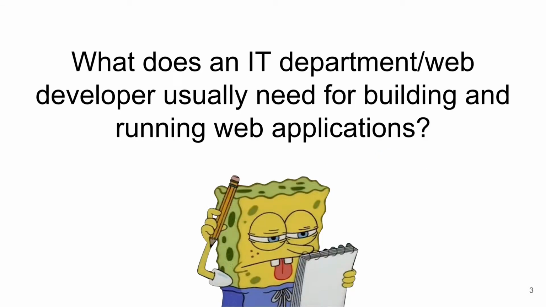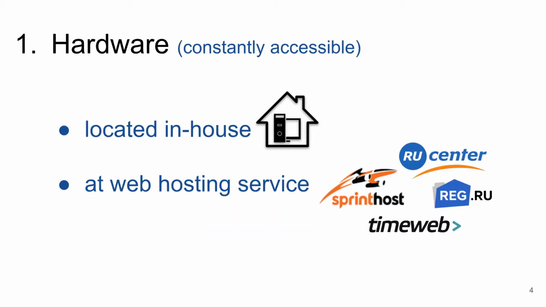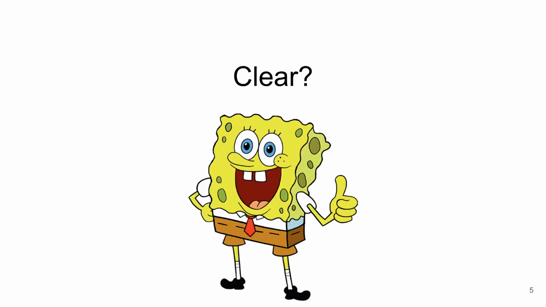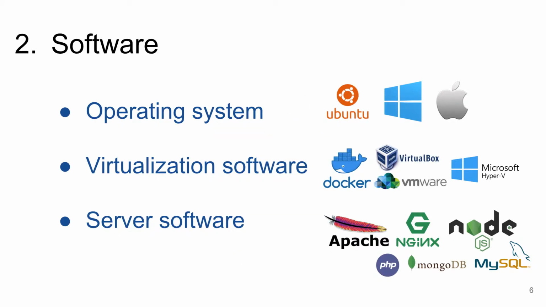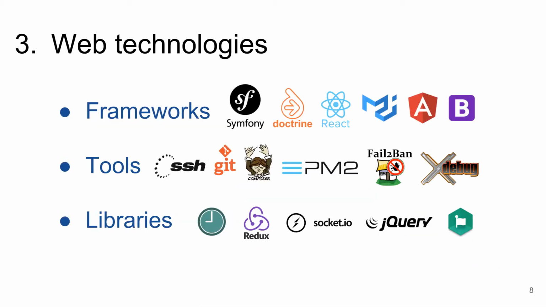So what does an IT department or a web developer usually need for building and running web applications? Of course, hardware, which is constantly accessible. This hardware could be located in-house or rented at web hosting services. Else we need software, like an operating system, virtualization software and of course server software. Else we need web technologies, like frameworks, common tools and libraries.